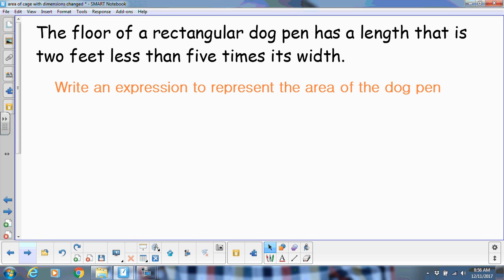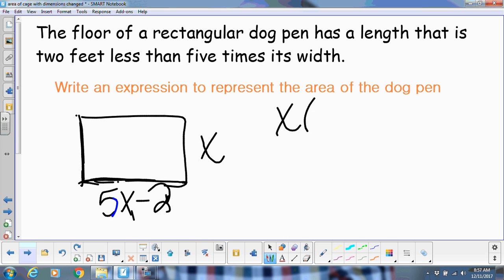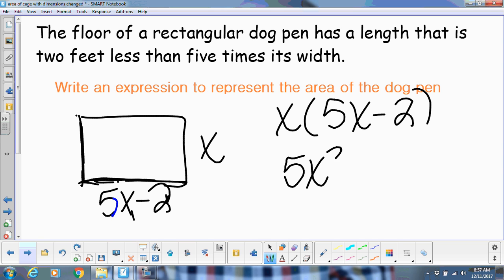All right, so what you got here? 2 feet less than 5 times the width. So 5x minus 2 and x. So that gives you 5x squared minus 2x. Everybody good?